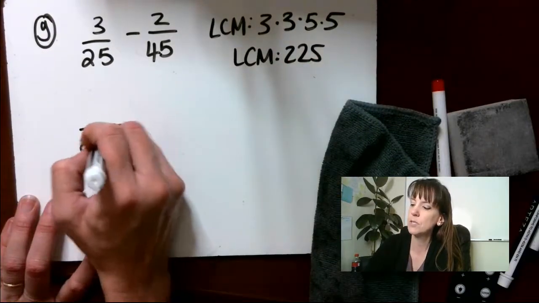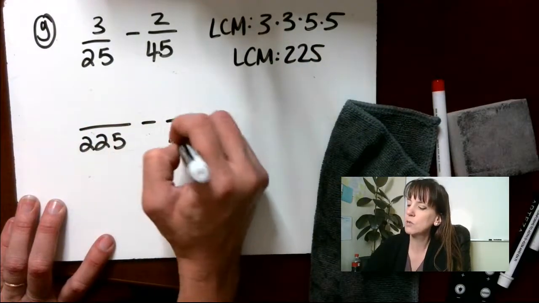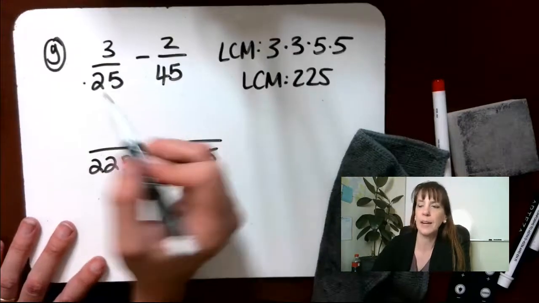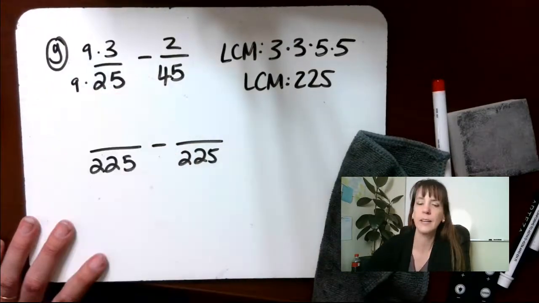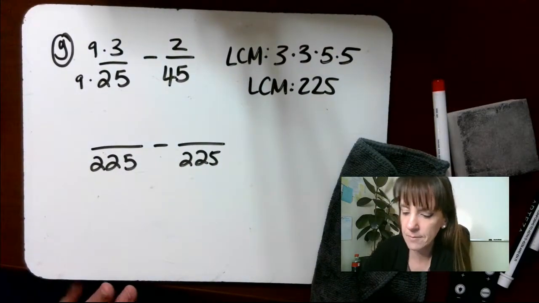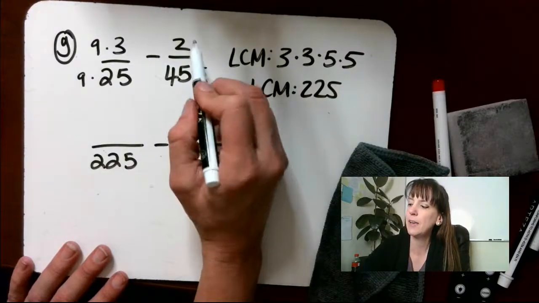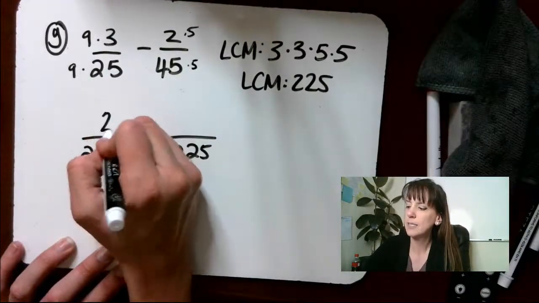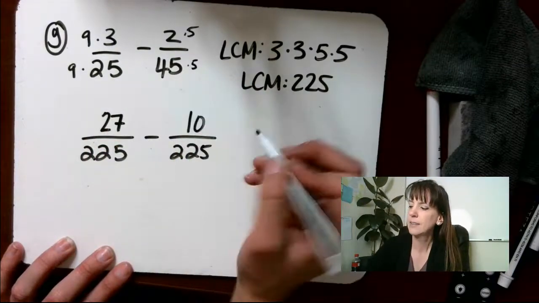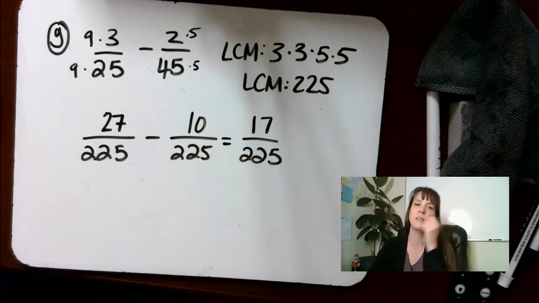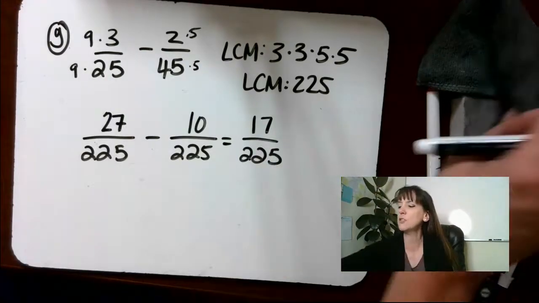So I'm going to have 225 minus 225. Okay, so that means I'm going to multiply this by 9, okay? And then 225 divided by 45, multiply this by 5 and this by 5, okay? Looking at this, I'm going to see 27 minus 10. This ends with 17 over 225. 17 over 225.